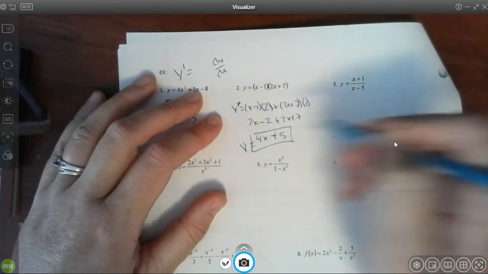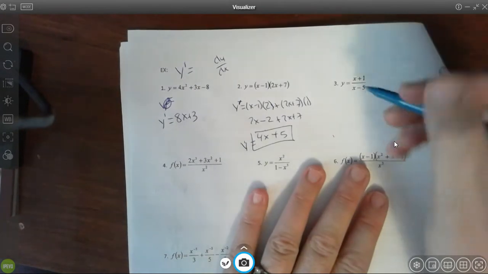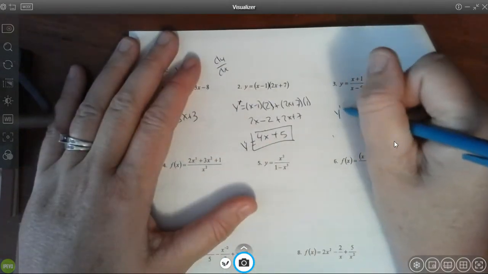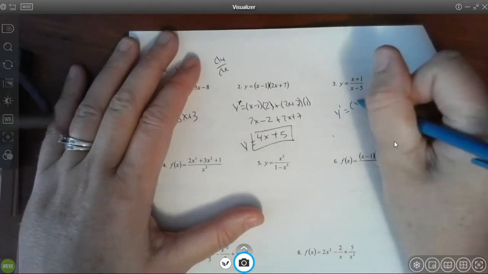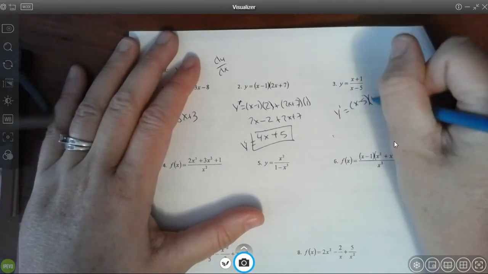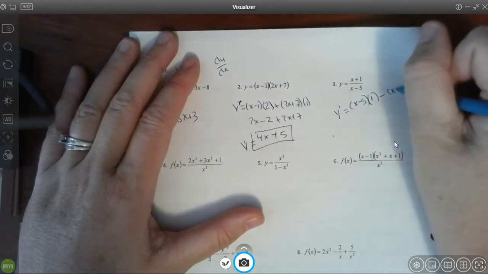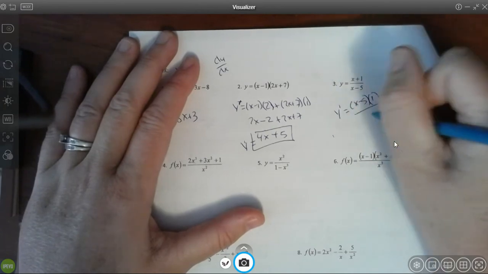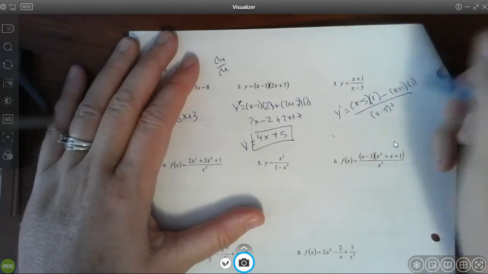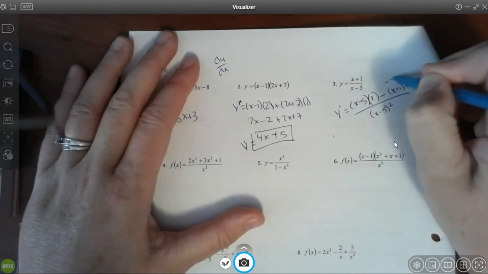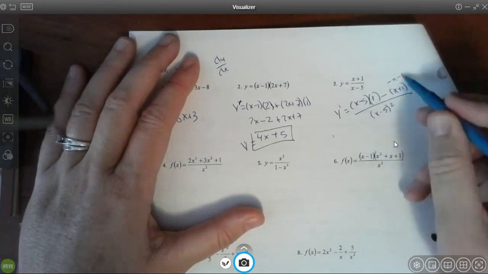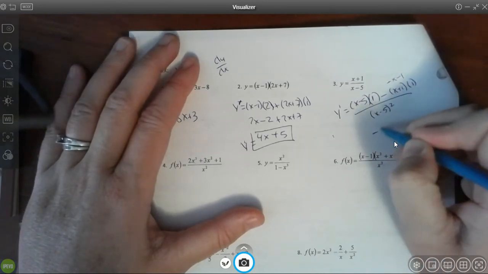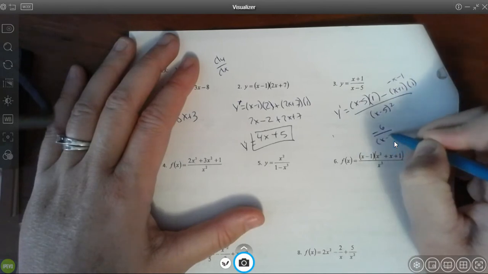And you know me, I can make math mistakes, so if there is a math mistake in this paper somewhere, feel free to let me know. So this one is the bottom times the derivative of the top minus top times the derivative of the bottom all over the bottom squared. Distribute your negative and make that negative x and a -1, combine like terms. So the x's would cancel, and I get -6 over x minus 5 squared.